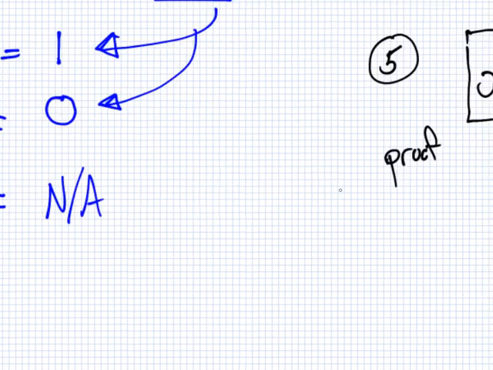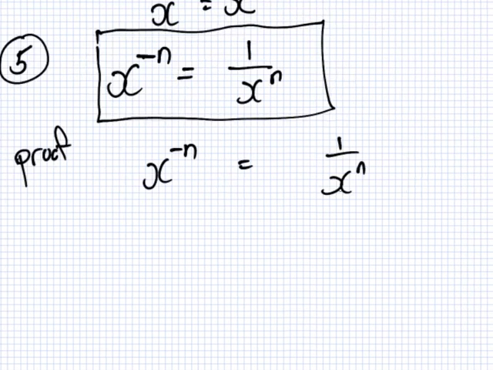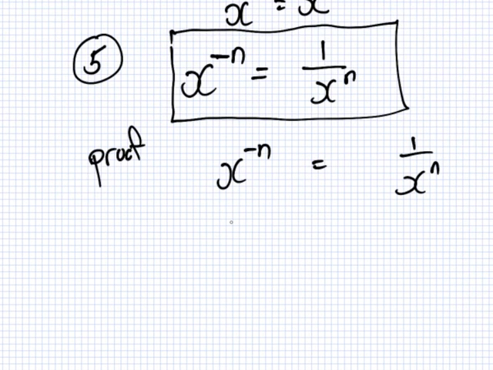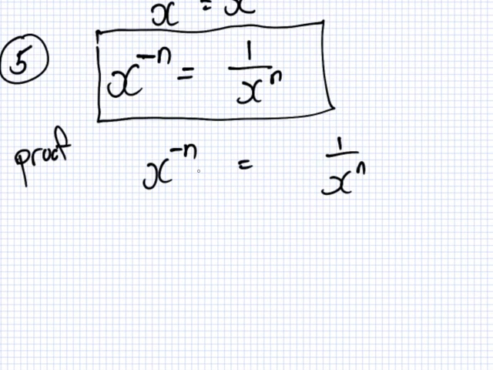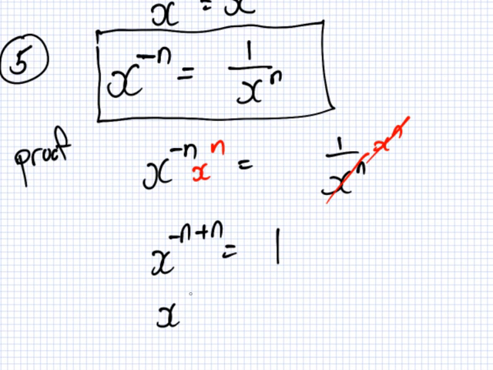So now let's go back to this. Here, like you said, we multiply both sides by x power n. They cancel. And here you get x power minus n plus n equals 1. X power 0 equals 1, and it's also true. So these are the 5 rules.